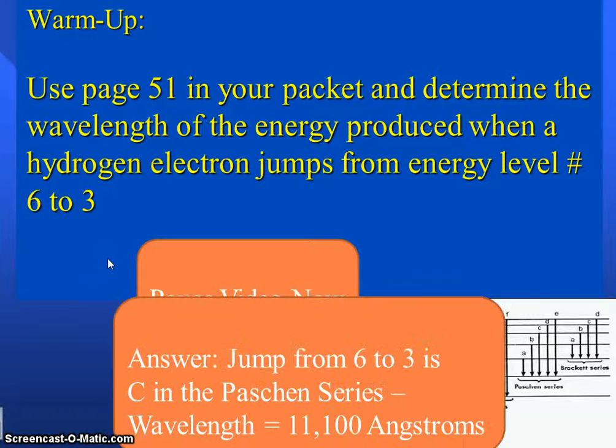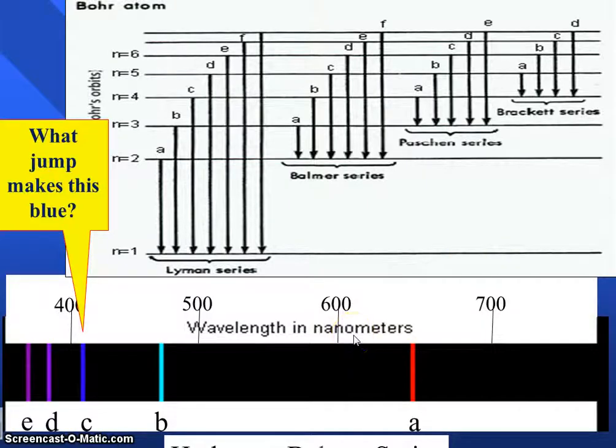Okay, if you've used your charts correctly, you'll see that the arrow jumping from 6 to 3 is letter C in the Paschen series. If you go up to the top of the page, find the Paschen series, see the lines, and find the line that's labeled C, you'll see that it has a wavelength of about 11,100 angstroms.